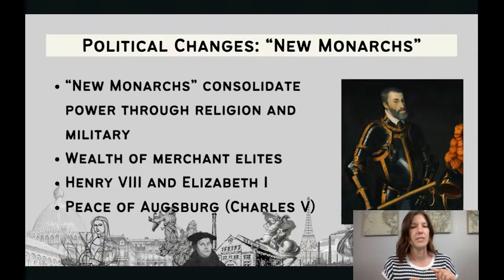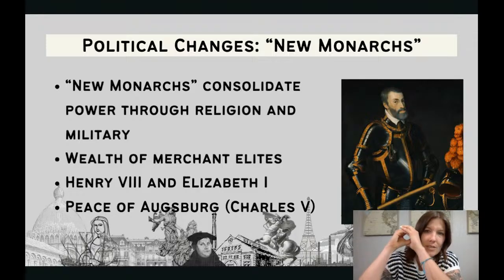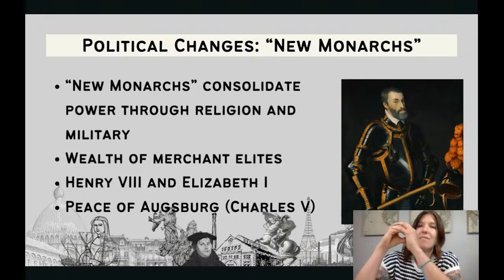Another example of an early attempt at religious pluralism is Charles V, leader of the Holy Roman Empire. He is right here. He passes the Peace of Augsburg in 1555. This is saying that within specific lands within the Holy Roman Empire, local princes can determine what religion they follow within their little tiny land, even though overarchingly the Holy Roman Empire is going to be Catholic. So this is the first attempt at religious pluralism.